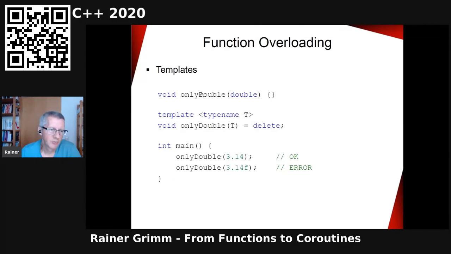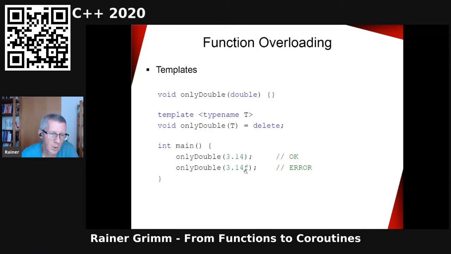Here I have function overloading. You see, I have a function and a function template. Both have the same name, onlyDouble. And now the question is, what would happen if I invoke onlyDouble with a double? When I invoke onlyDouble with a double, I have two possible candidates, this one and this one. The generic function template is always an ideal fit because it's generic. But here, double is also an ideal fit. This means in this case, the function taking double would be preferred.